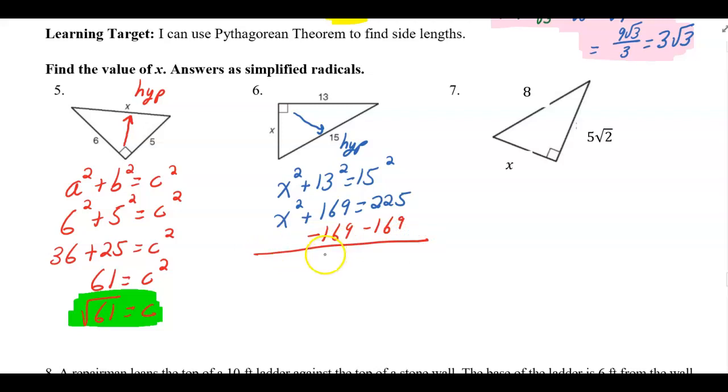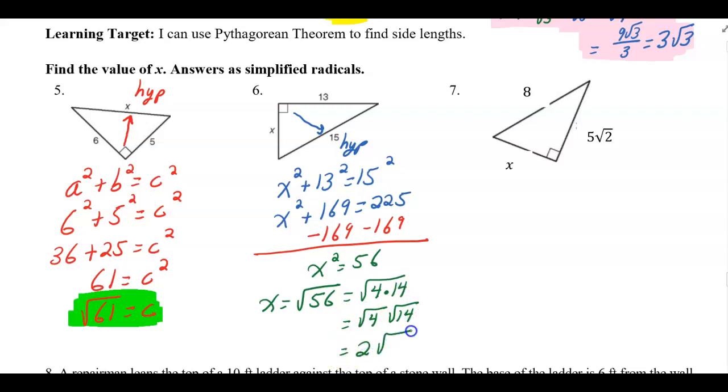Doing that, we'll get x squared is equal to 56. So x is the square root of 56. 56 breaks down to 4 times 14, so that's the square root of 4 times 14, and then the square root of 4 times the square root of 14, which is 2 square root of 14. So the final answer for problem number 6 is 2 square root of 14.